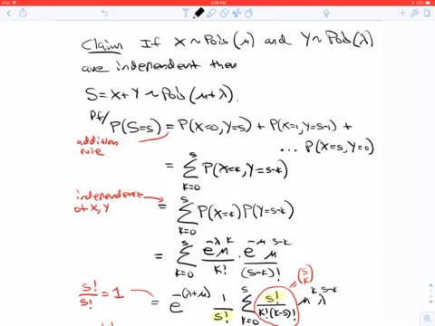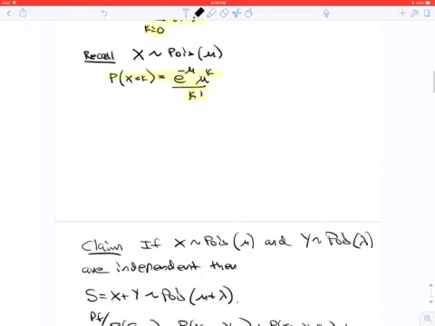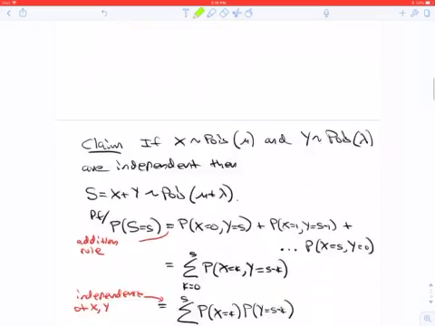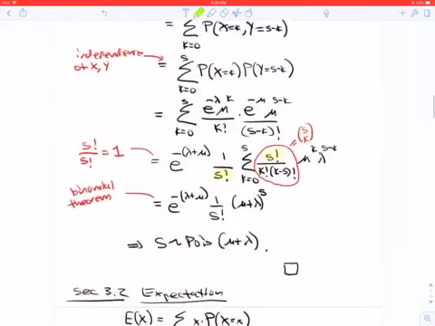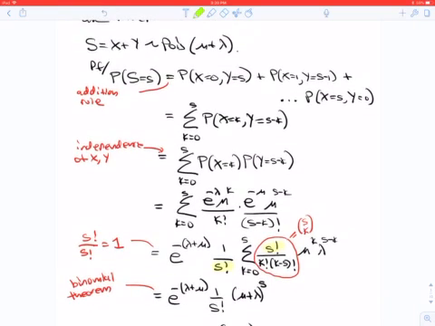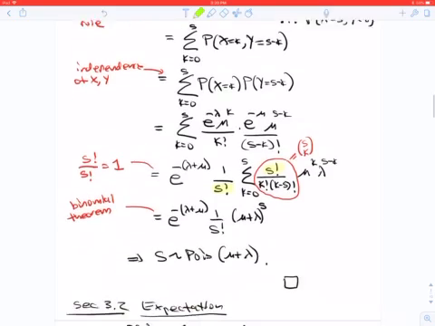And here's a claim: if x is Poisson mu and y is Poisson lambda and they're independent, then their sum is Poisson mu plus lambda. So how would you show something like this? Well, what you need to do is show that the probability that S is a particular value follows this formula right over here. So it needs to follow this formula, and that's what I've done in this proof. So I want you to go line by line through here, and everything should be clear.